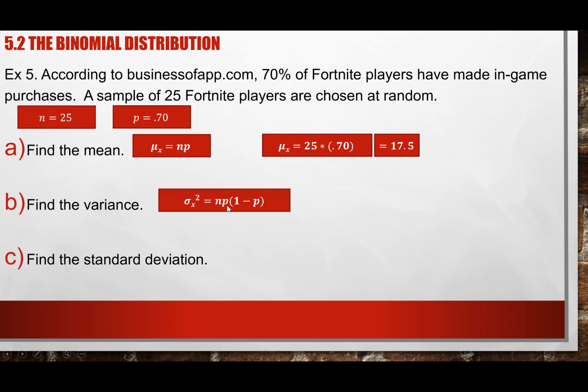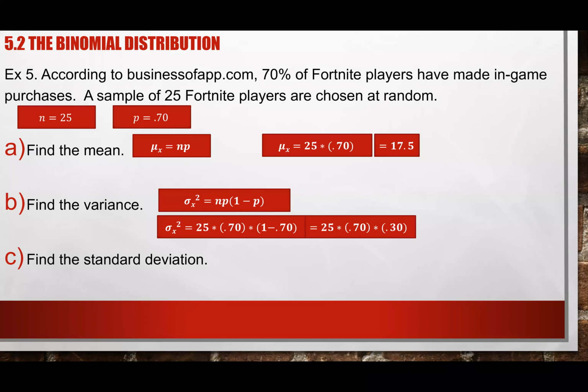Again, the variance is n times p times 1 minus p, which is 25 times 0.70 times 1 minus 0.70, which is 25 times 0.70 times 0.3, right? How do I get 0.3? It's basically 1 minus 0.7. And 0.3 and 0.70 add up to 1, right? The probability of success and the probability of failure: you either succeed or fail, so you add them up and it is equal to 1 whole, right?